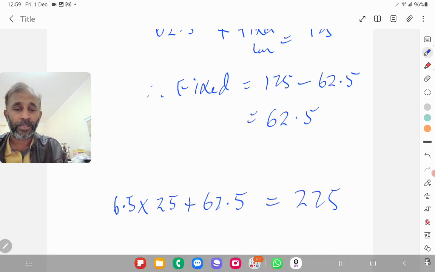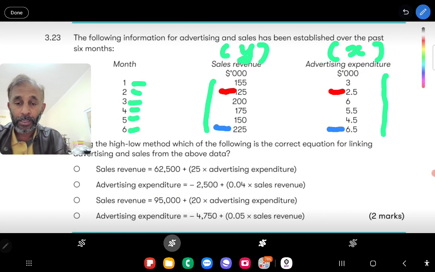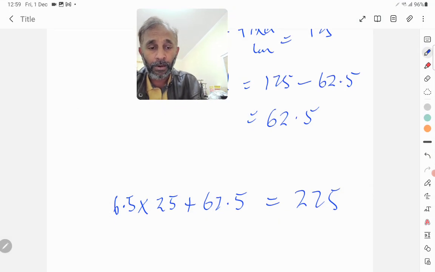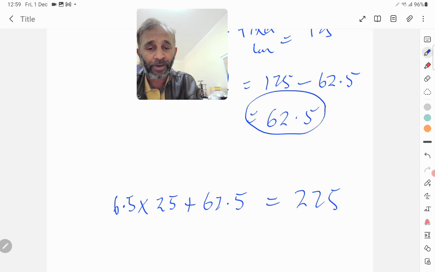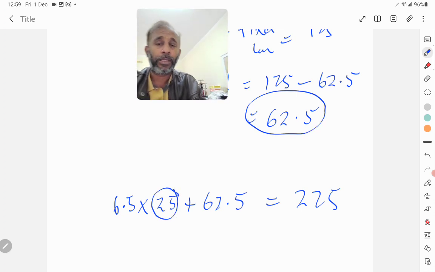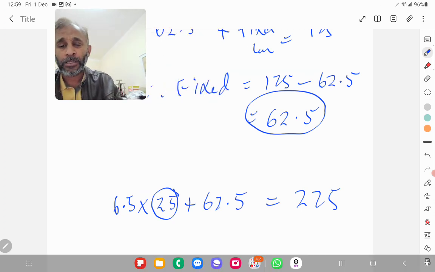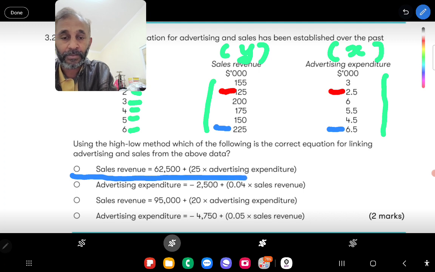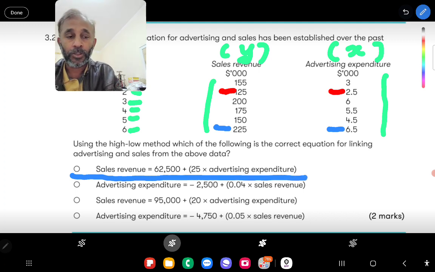Now let's read the question. What are they asking? Using the high-low method, which of the following is the correct equation for linking advertising and the sales from the above data? So you see, our fixed component is 62.5 and the variable component is 25. Accordingly, the answer here will be this. That's our answer. So with that, I conclude this discussion.